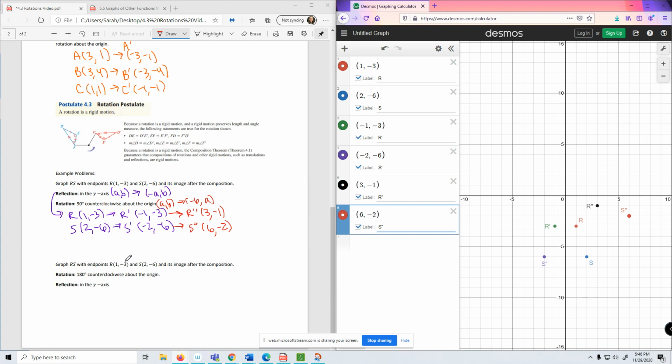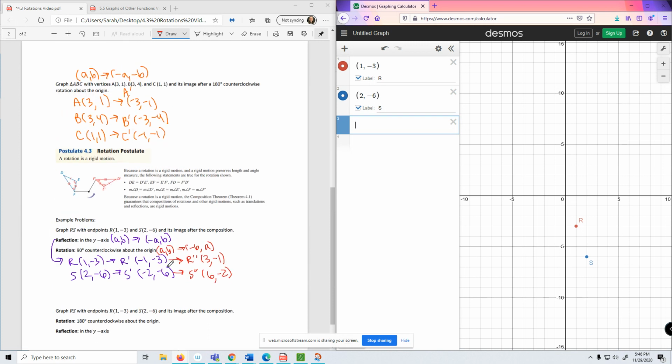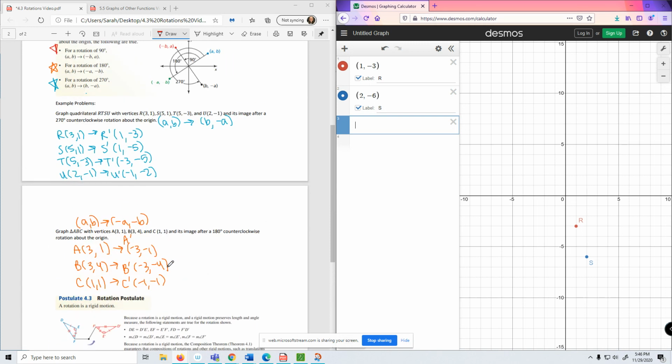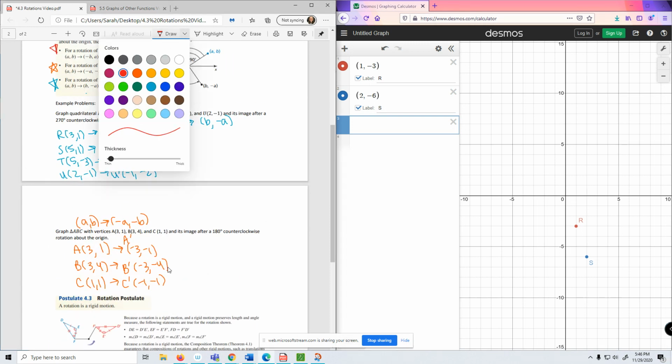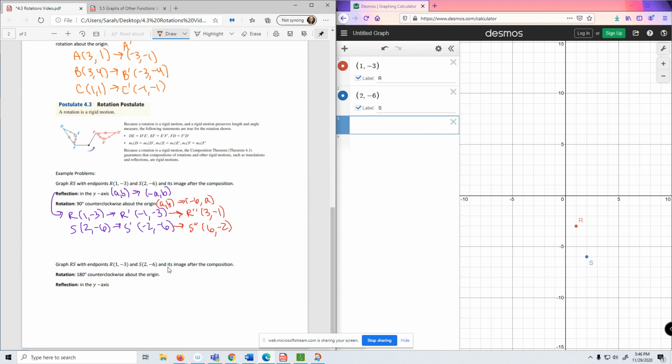It's starting with the same pre-image. So I'm going to keep R and S in Desmos because those didn't change. But we have a new rotation and a new reflection. Since the rotation is first, we're going to do that first. Let's look back at our rotation rules. We're going 180 counterclockwise, which is the one I have with an orange star right here. 180 counterclockwise, (a, b) turns into (negative a, negative b).